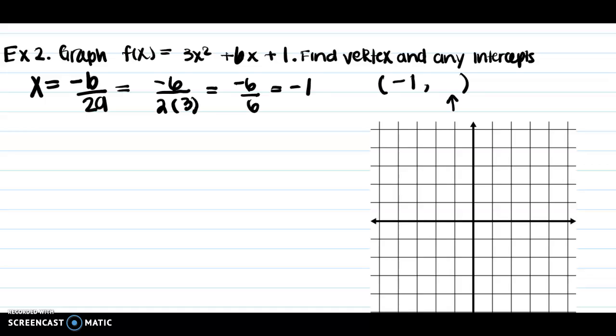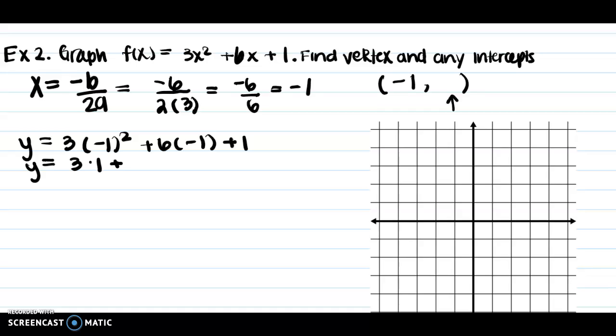So to find its pair, what you have to do is plug it back into the original. So y equals 3 times negative 1 squared plus 6 times negative 1 plus 1. So this would be 3 times 1, which is just 3. And then that would be minus 6 plus 1. So this is going to be negative 3 plus 1. So negative 2.